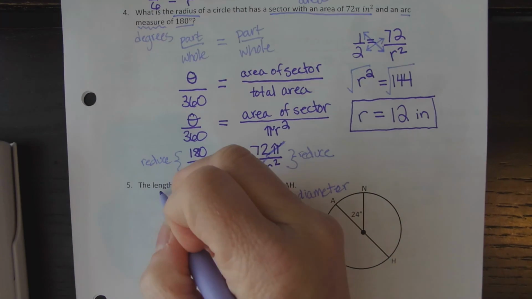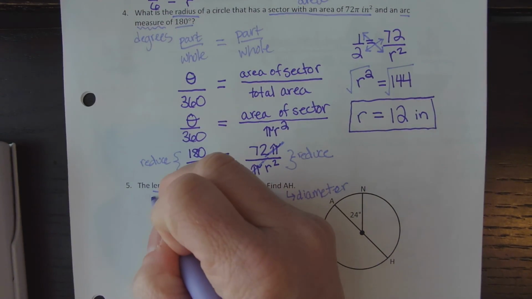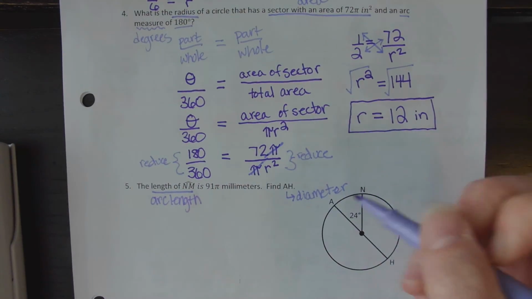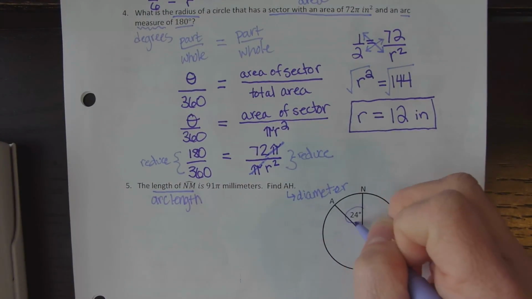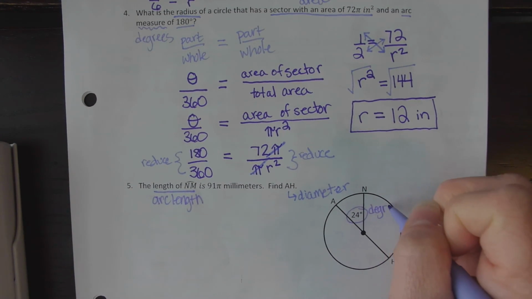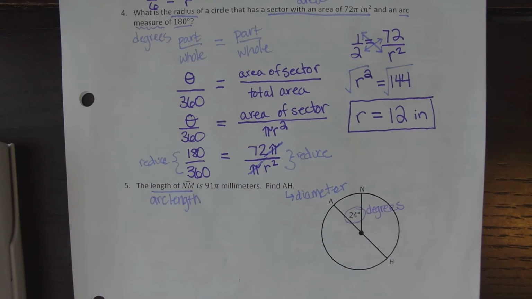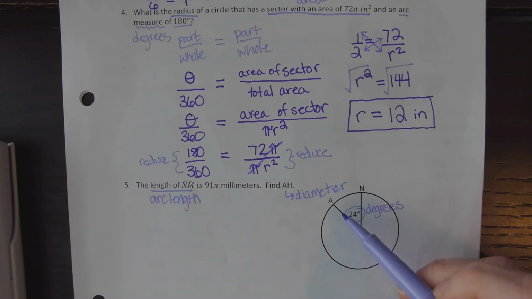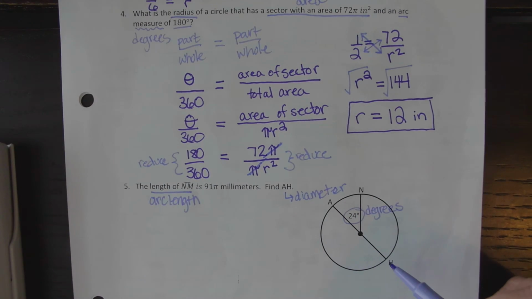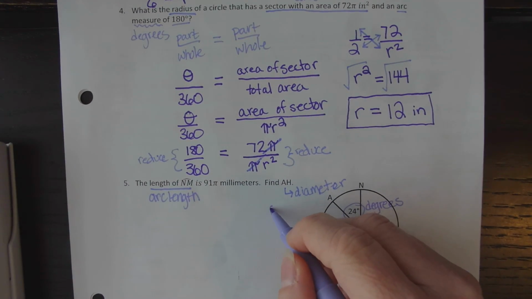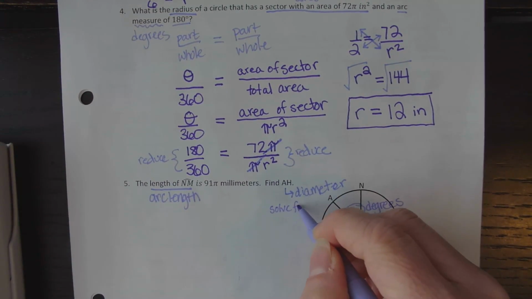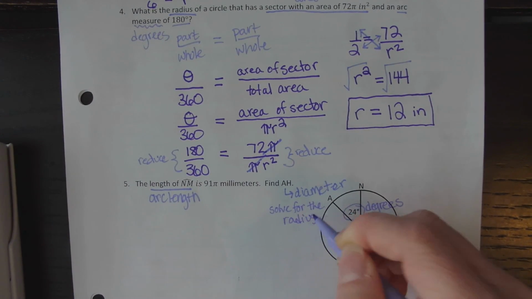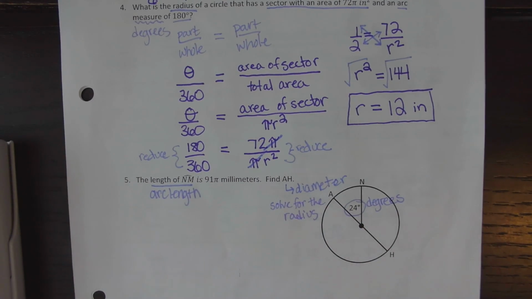So let's see, we've got length of an arc. So this is arc length. It wants to find diameter. I also have degrees. All right, it wants AH. If I can find the radius, can I find the diameter? Good, so we're going to solve for the radius. All right, I've got degrees and arc length.